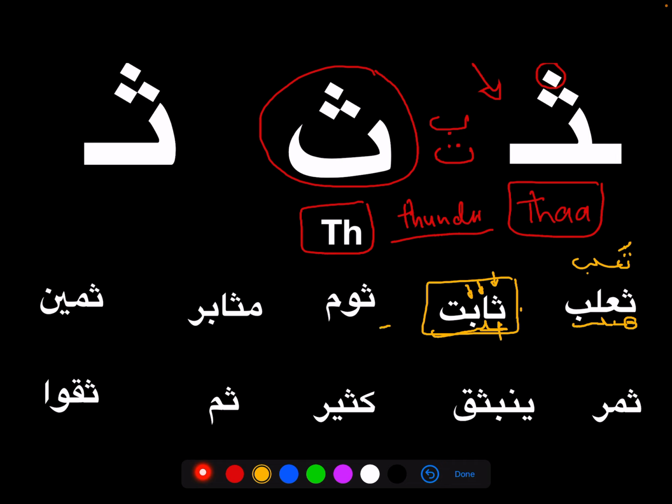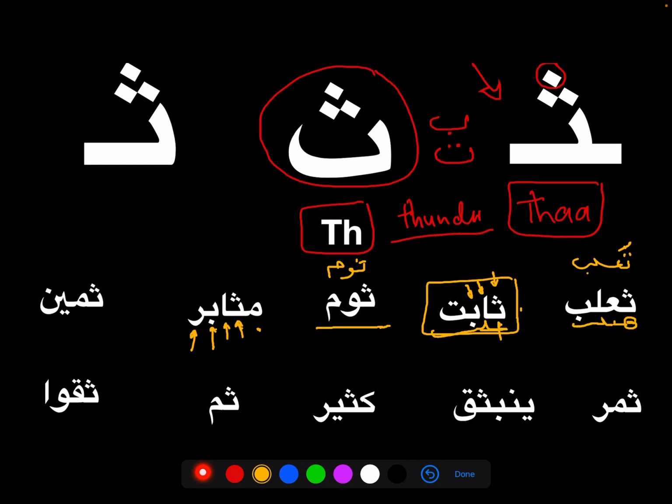The next one is thom, or in the formal language we call thaum, but it's easier to say thom, and Egyptians say tom. We say tom like ta, tom, instead of thom. The next word is muthabir. So we've studied that tha, we studied that ba, and this is a letter that is coming up. So this is muthabir, meaning persistent.